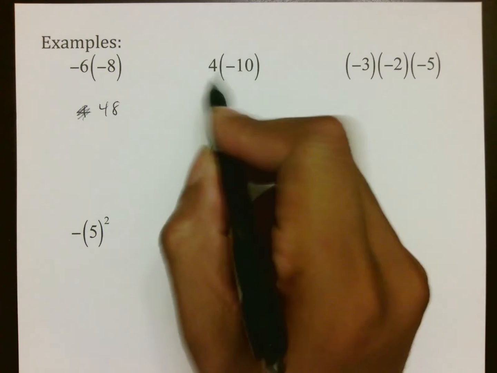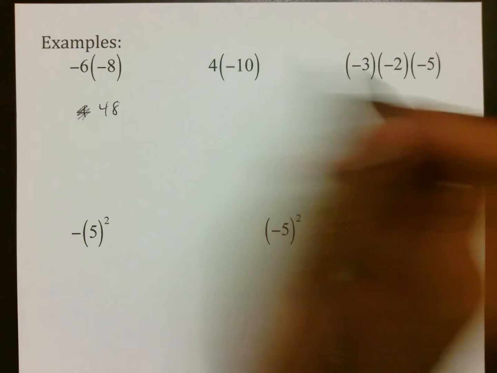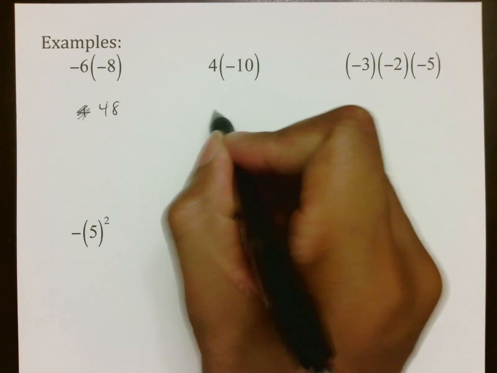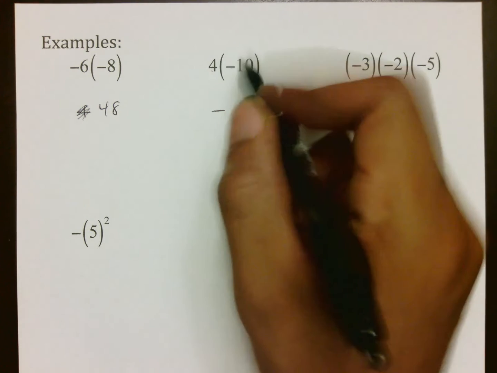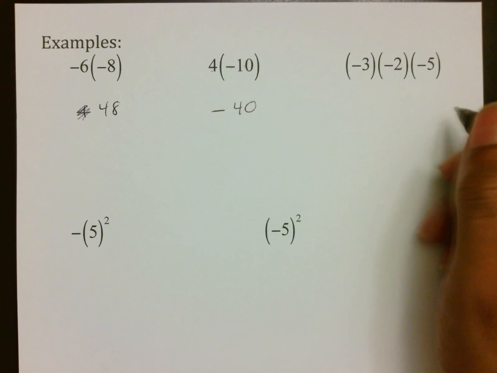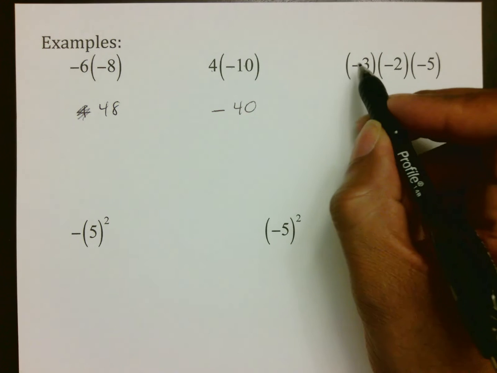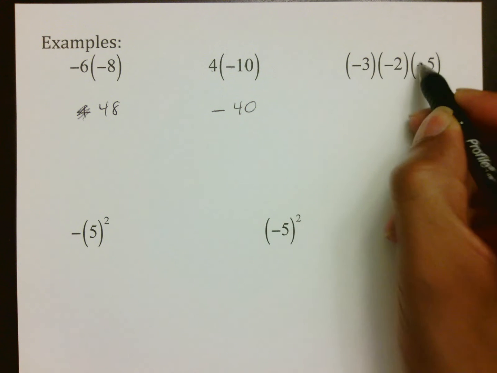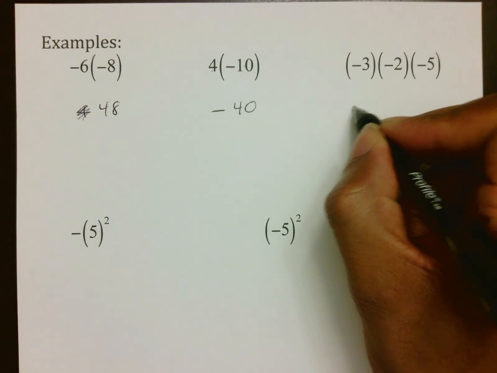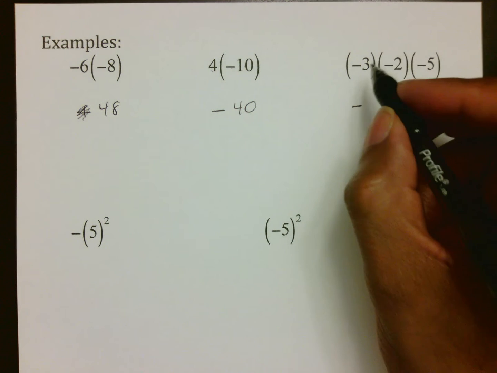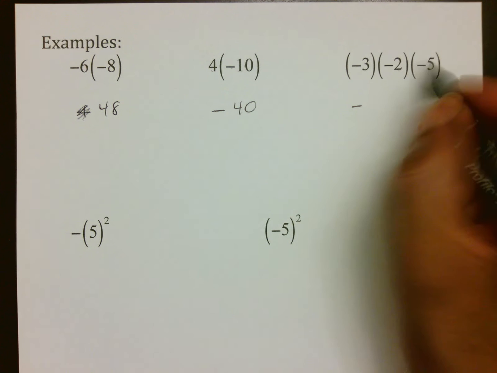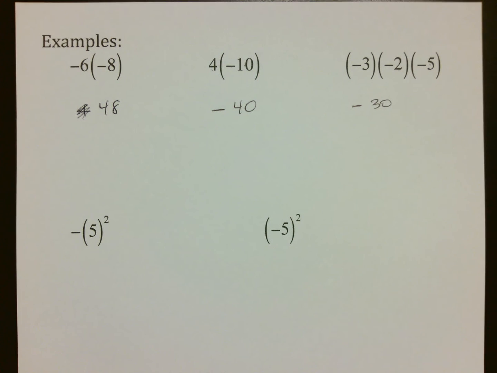When you see 4 times -10, again, counting your negatives, I have 1, which means my answer is negative, and then 4 times 10 is 40. Even whenever you have more than 2 numbers, simply count the negatives. There's 1, 2, 3 negatives, which makes it, remember, 3 is odd, so it'll be negative, and then 3 times 2 is 6, 6 times 5 is 30, and so that's how you would answer it.